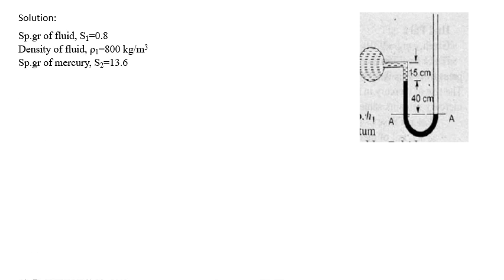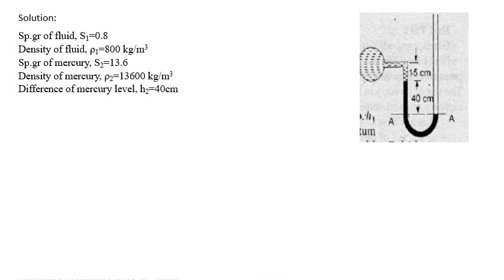So write the given data first. The specific gravity of the fluid is given as S1 equals 0.8. Density of the fluid, rho 1, equals 800 kg per meter cube. Specific gravity of mercury, S2, equals 13.6. So now density of mercury, rho 2, equals 13,600 kg per meter cube.